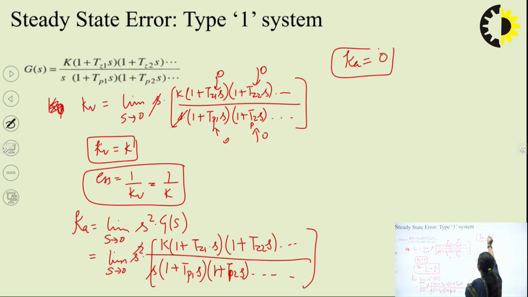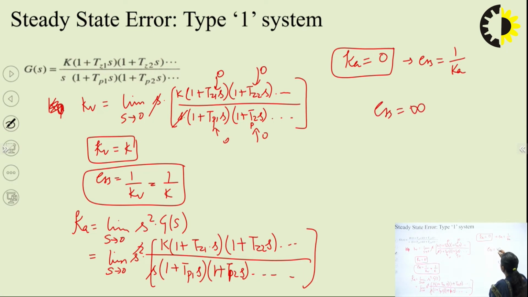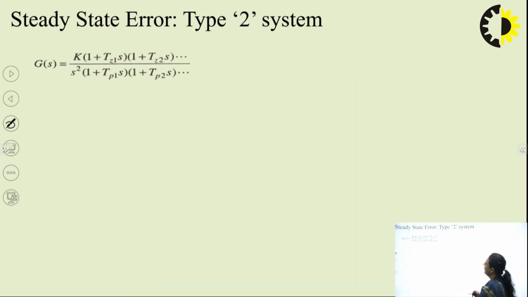0. Okay, so the corresponding steady state error, again 1 upon Ka, will be infinite for the acceleration error coefficient. Okay. Now coming to the type 2 system.